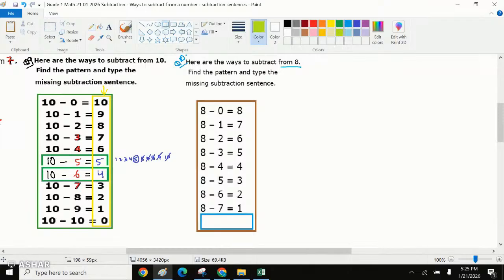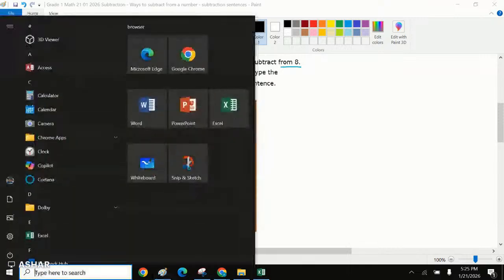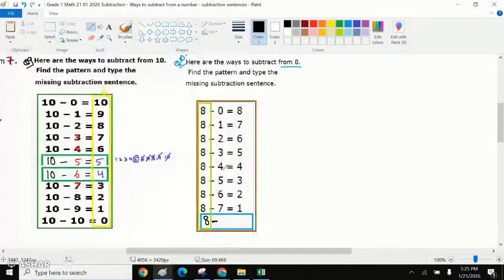We can see the first column would always have the number from which we are subtracting. That means it should be 8 minus, we had a 0, 1, 2, 3, 4, 5, 6, 7, then it should be 8. Similarly for this, we have the numbers 3, 2, 1, then this should be 0. Yes, thank you so much, Oliver. That is 8 minus 8 equals 0, because this is the missing subtraction sentence.